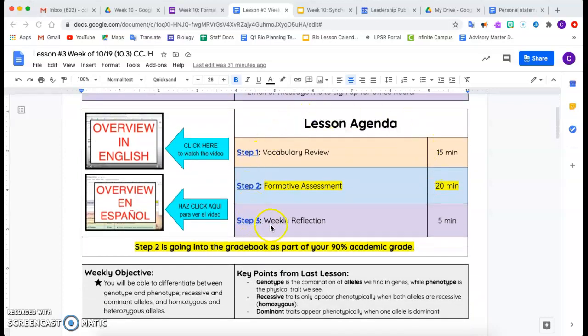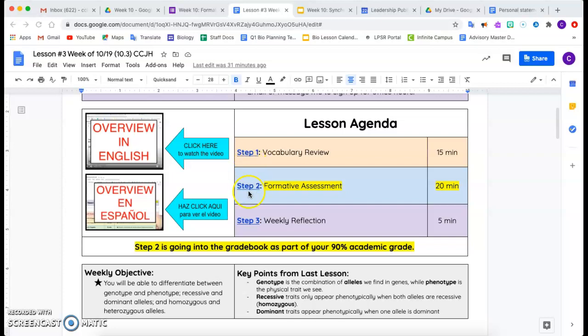Please remember that in this lesson, we have our formative assessment for the week. So this is your first graded assignment for the quarter. So please make sure that you pay special attention to that. As always, you can revise and you can retake it. So don't worry about getting it perfect the first time around.